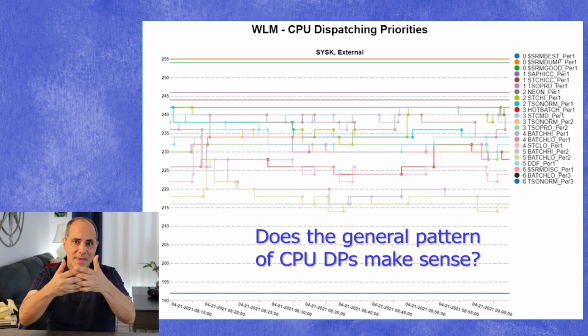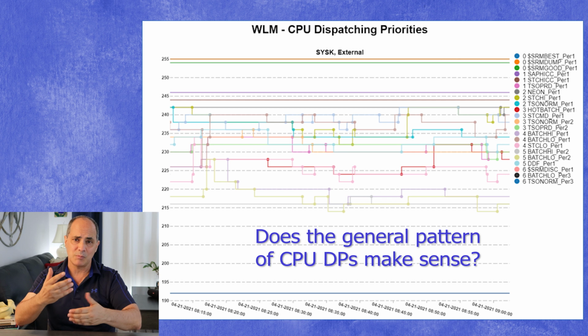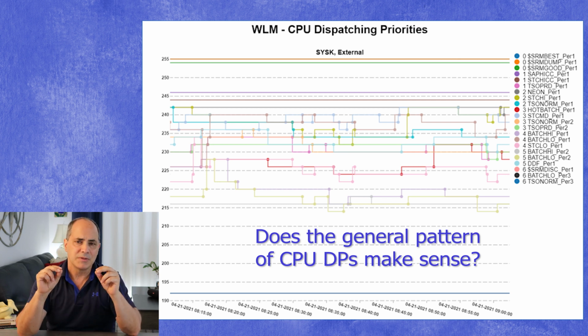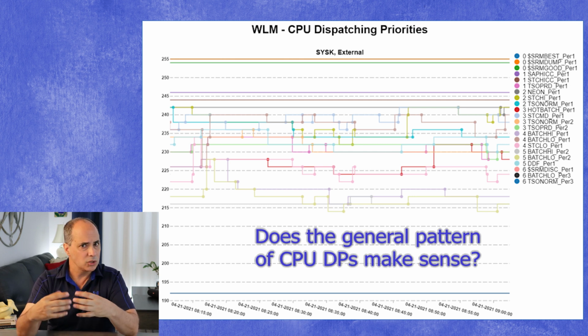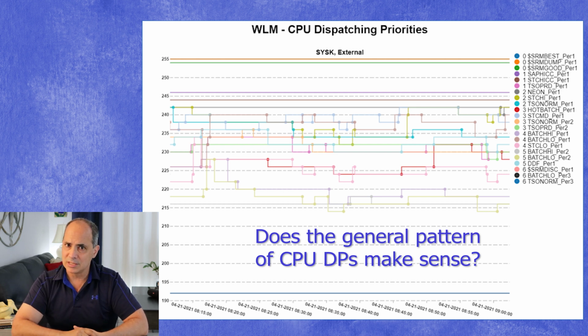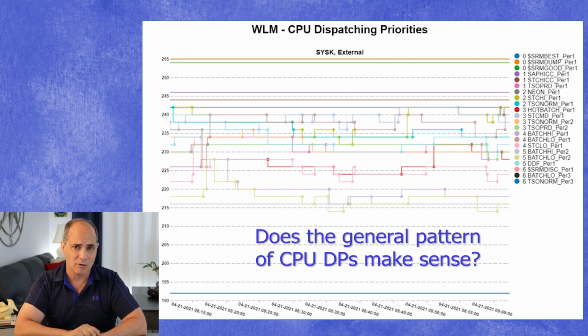Now granted, they could be mixed. You can have importance level 2 above importance level 1, you can have importance level 2 below importance level 3, and they're going to move around. But the general pattern of activity, does it make sense? Or do you see things like, I have this importance level 1 workload, and when the system is really busy, sometimes I see that importance level 1 workload down towards a low CPU dispatching priority.